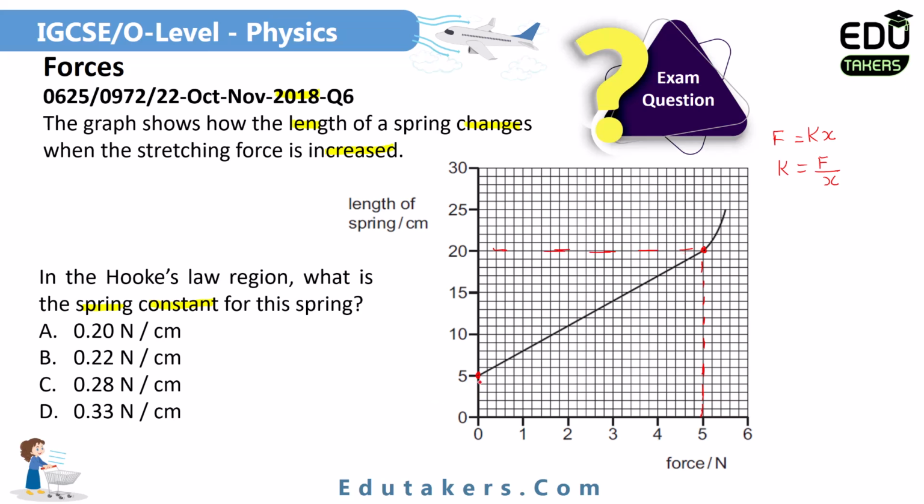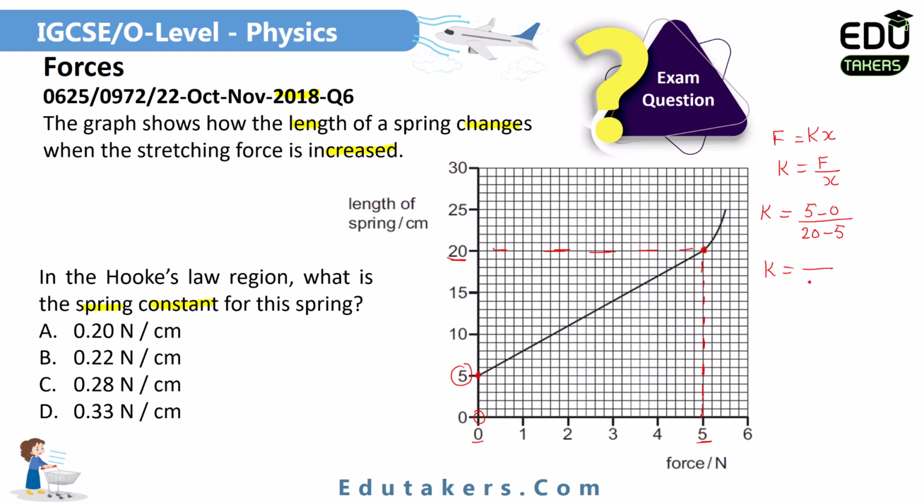And the first point is at 5 here. On the x-axis, its value is 0. It means here I can write K is equal to force. It is given on the x-axis, which is 5 minus 0. So I write here 5 minus 0 over the length of the spring. Here the length is 20 and here at the start its length is 5. So here is 20 minus 5 centimeter. You can easily find out the spring constant from here.